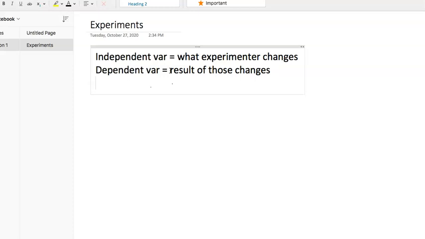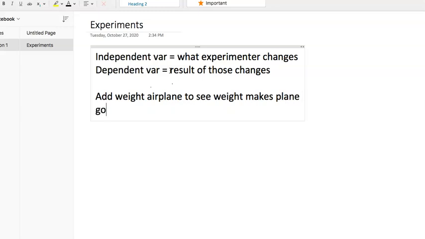So here's a quick one. Add weight to airplane to see if weight makes plane go faster. Okay. So then IV is independent variable. I'll give you a second to think about it. DV is dependent variable.